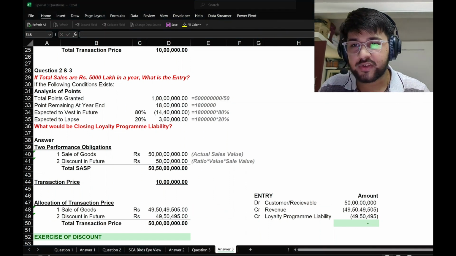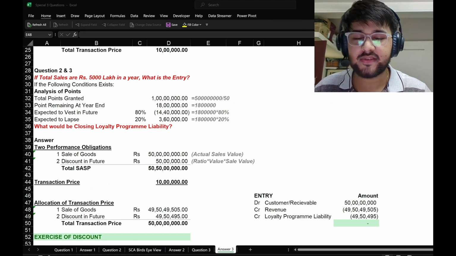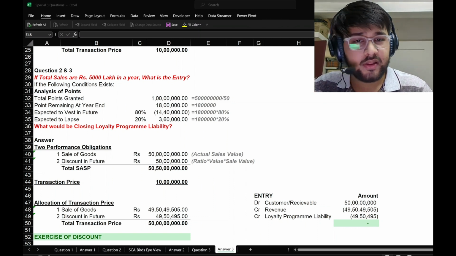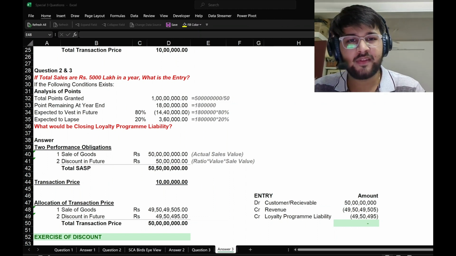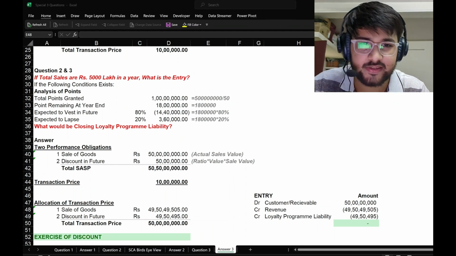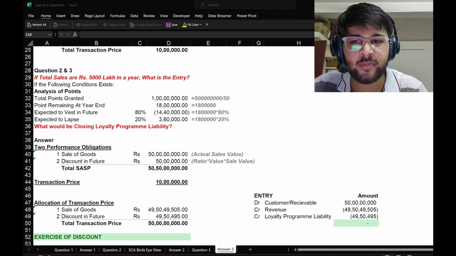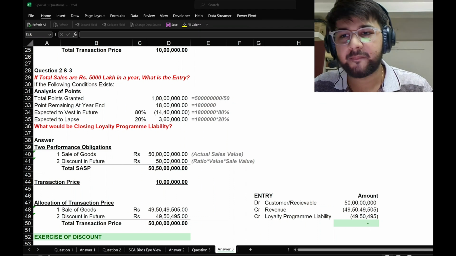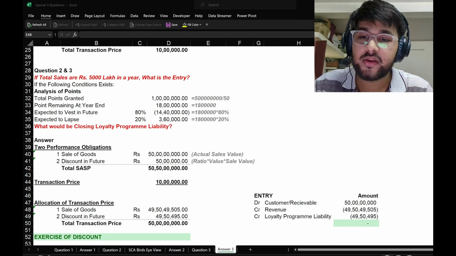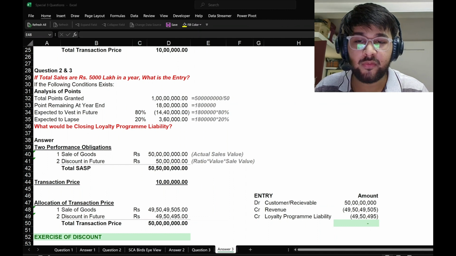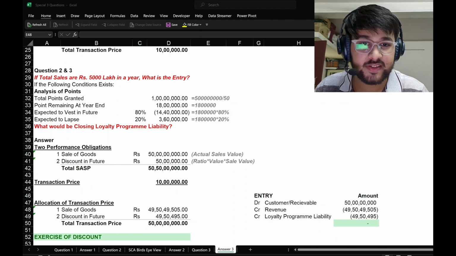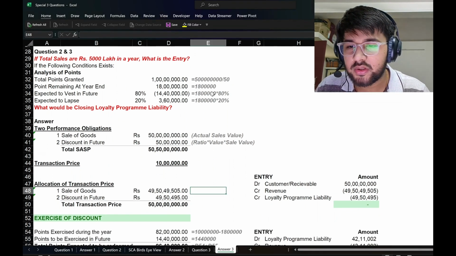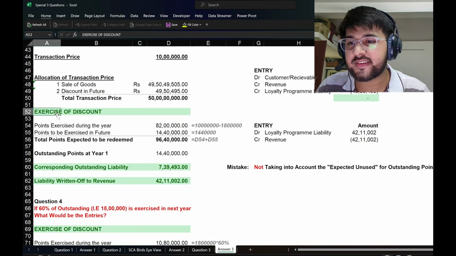But the second part of the question is, if the following conditions exist, that is, during the year you would have granted 1 crore points. The points remaining at the end of the period are 18 lakhs. The entity expects 80% of the points to be exercised during the next period or the future periods, and it expects 20% of points to lapse. What would be the closing liability? So the closing liability in the first period would be based on the future vesting that is expected to vest, not on the expected lapses. So first of all, we'll do this analysis, the exercise of discount.